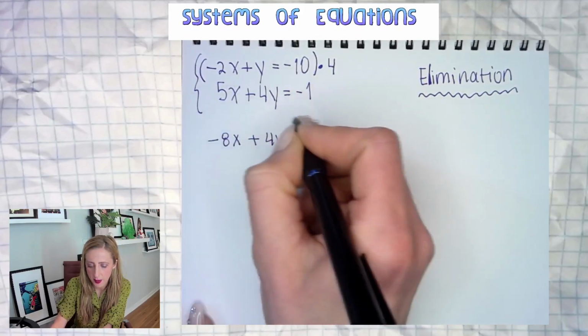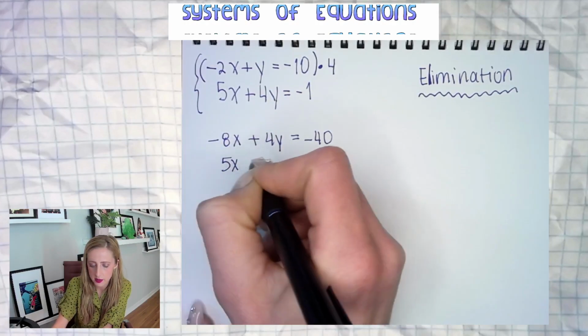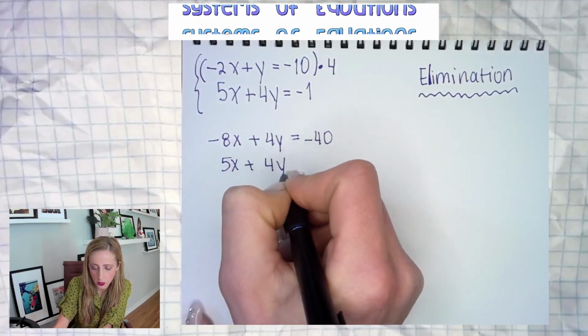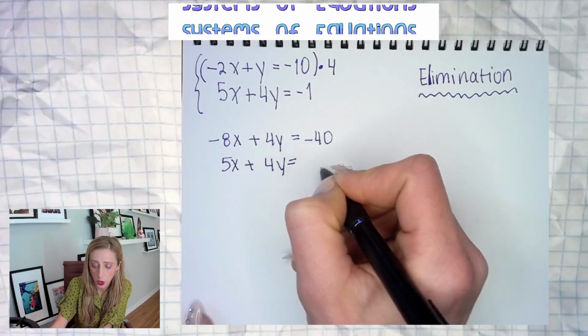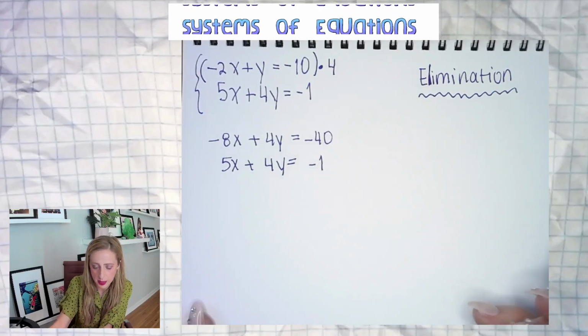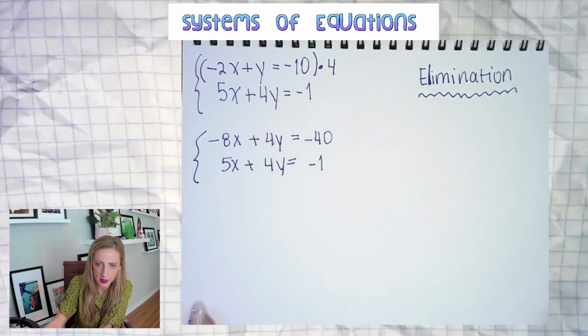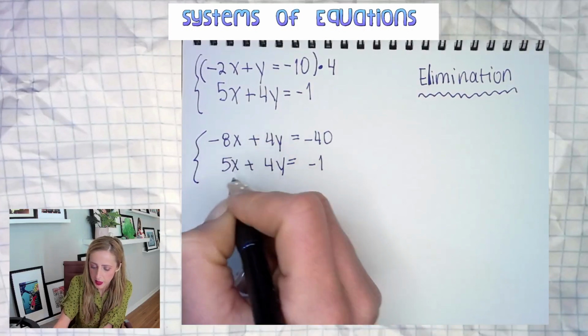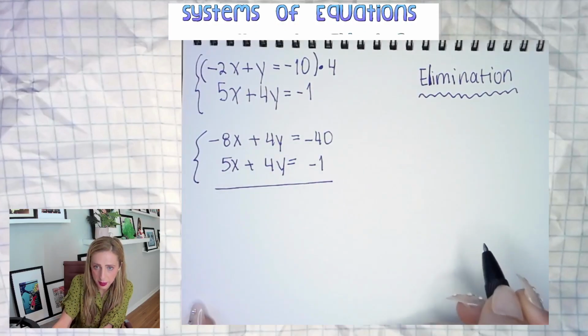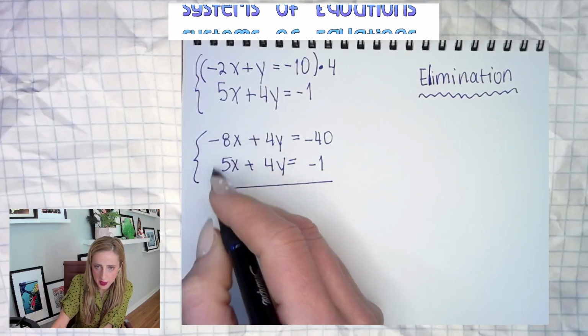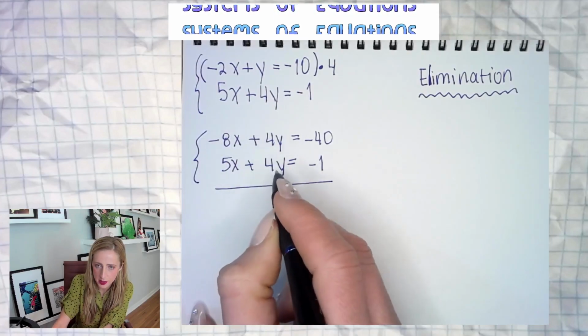I'm going to leave my bottom equation the way it is. Sometimes you need to multiply both equations by a number to make it work. I don't need to do that in this example. If you want to put the curly bracket on it again, you can. Now, if I'm going to eliminate a variable, it's not going to be x because they have different numbers in front. It's going to be y.